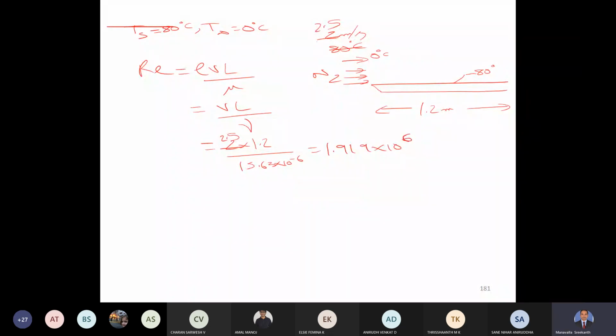Now this is the Reynolds number, and we need to decide whether this is a laminar flow or turbulent flow. So we have to compare with the critical Reynolds number. Critical Reynolds number is 5 multiplied by 10 power 5. So ours is 1.9 multiplied by 10 power 6, approximately 2 multiplied by 10 power 6, and this is 5 multiplied by 10 power 5. So ours is greater than the critical Reynolds number. Therefore, we have to use the correlations that are meant for turbulent heat transfer.